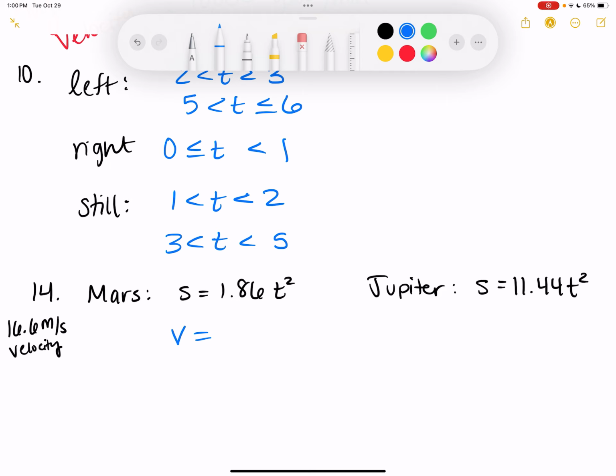3.72 t. And what about for Jupiter? 22.88 t.